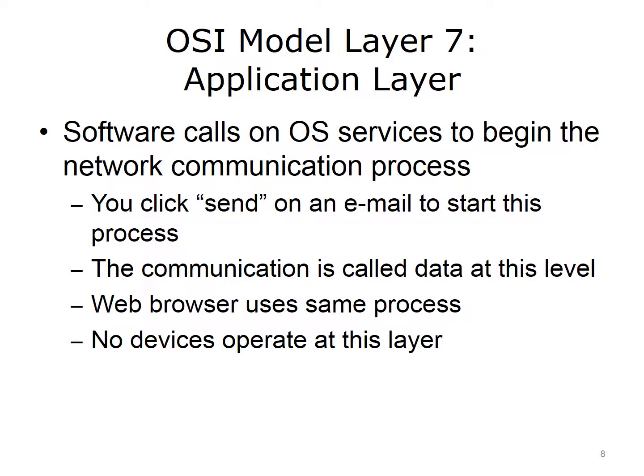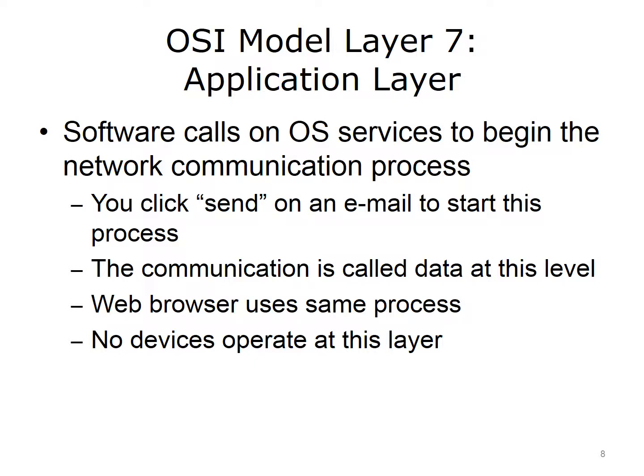In the OSI model, layer 7 is known as the application layer. Software installed in a device calls on the OS services to begin the network communication process by converting the software's communication into a format that can be readied for transmission. For example, clicking send in our email example starts this process. Note that the communication is data at this level.